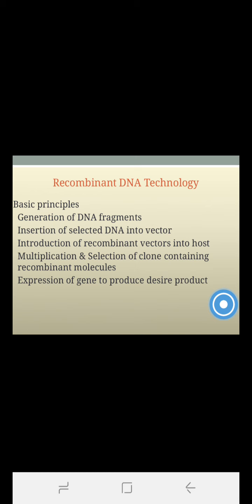The steps involved in recombinant DNA technology are: the first step or principle, generation of DNA fragment; second step, insertion of selected DNA into the vector; third step, introduction of recombinant vectors into the host; fourth step, multiplication and selection of clones containing the recombinant molecule; and fifth step, expression of the gene to produce the desired protein product.